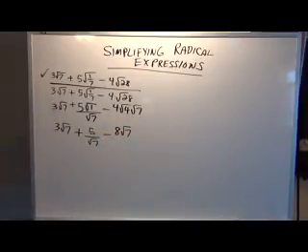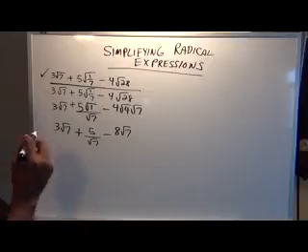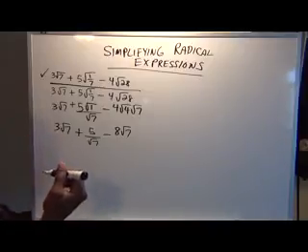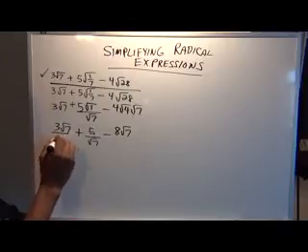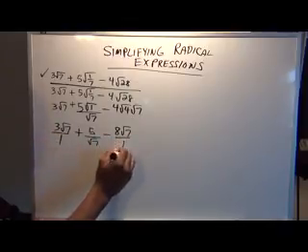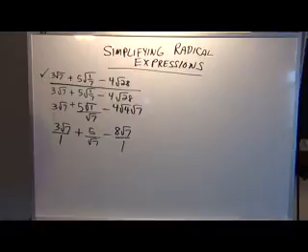So now, are we done? Not quite. There's still more that we can do. We notice that we have 3 square root of 7 plus 5 over the square root of 7 minus 8 times the square root of 7. What we really have are 3 fractions. We have 3 square root of 7 over 1 plus 5 over the square root of 7 minus 8 times the square root of 7 over 1.